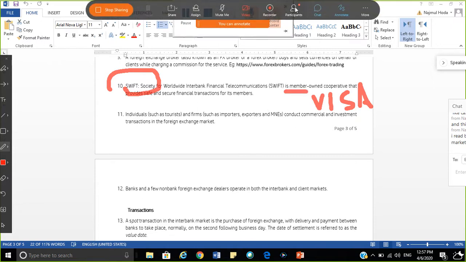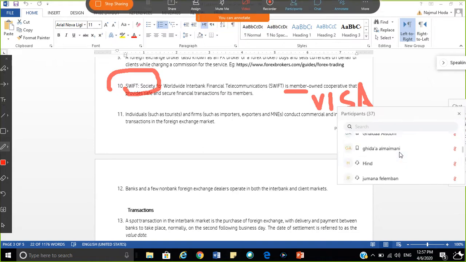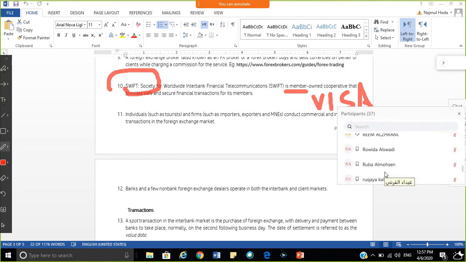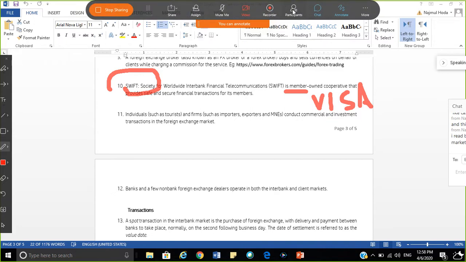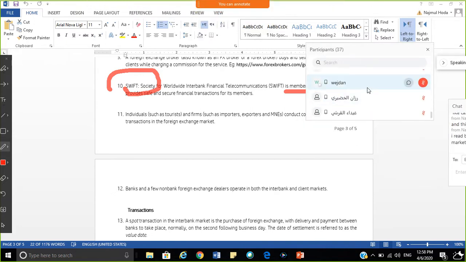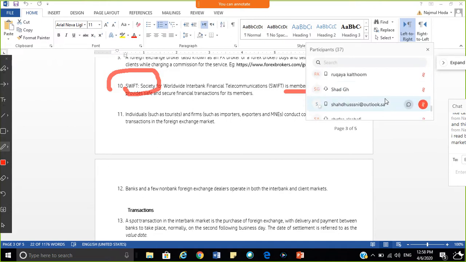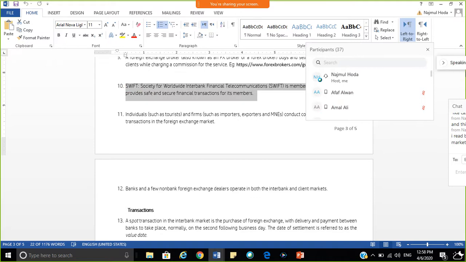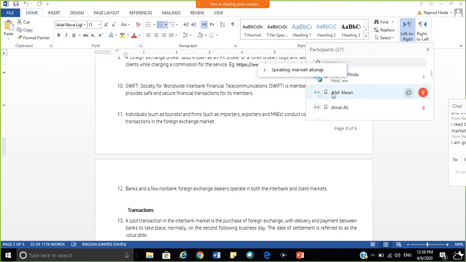Somebody's mic is on. Please switch off your mic. Noise is coming from your side. Whose mic is on? Please switch off your mic. Yeah, this one. Marwa Abu Naji, please switch off your mic.